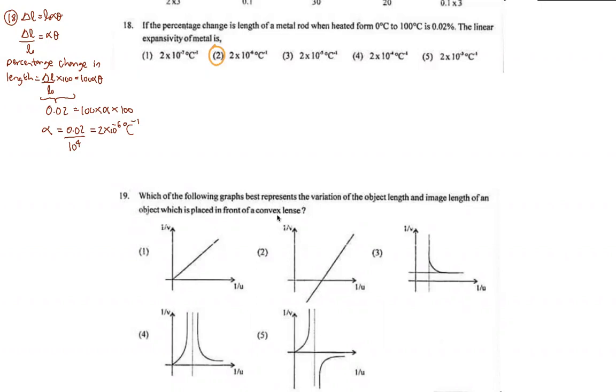Which of the following graphs best represents the variation of the object length and image length of an object which is placed in front of a convex lens? Graph for 1 over V over 1 over U.